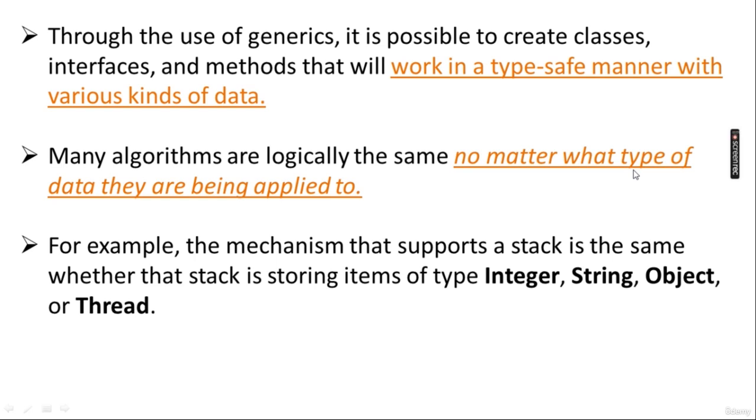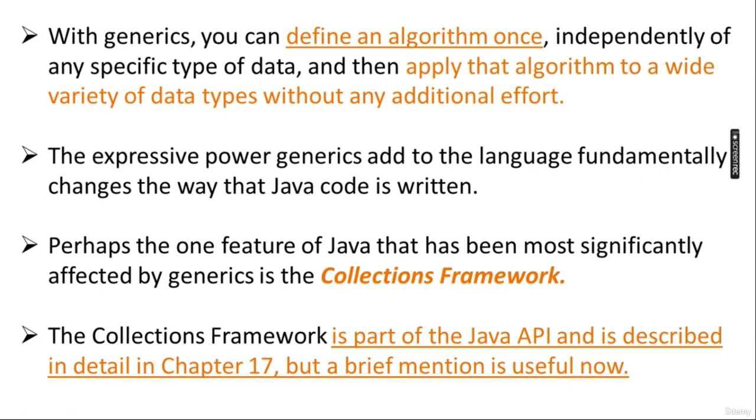So that means no matter what type of data they are being applied to, those algorithms will be the same. You can define an algorithm once, independently of any specific type of data, as we have seen just now, and then apply that algorithm to a wide variety of data types without any additional effort. Okay, so write once, use forever. The expressive power generics added to the language fundamentally changes the way that Java code is written.